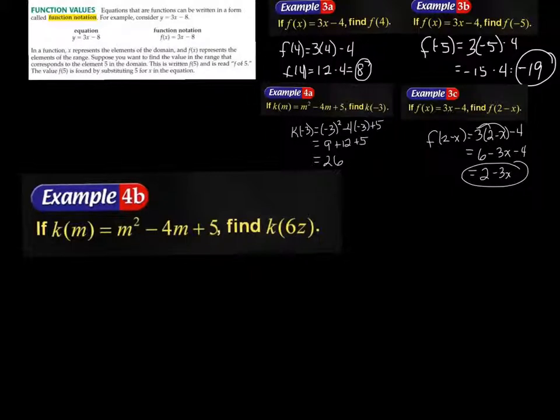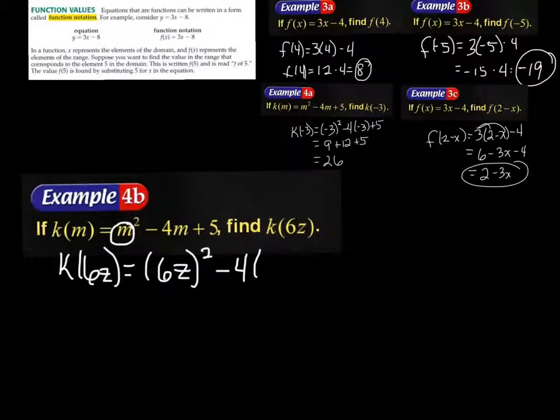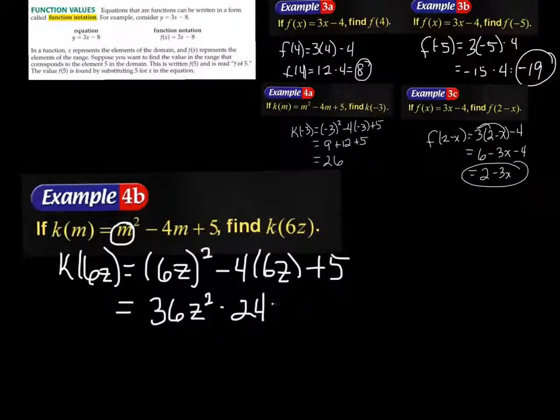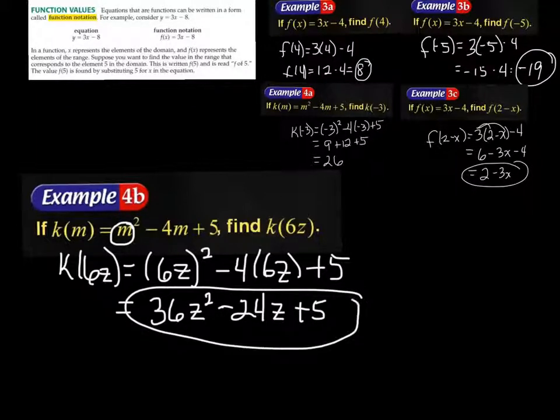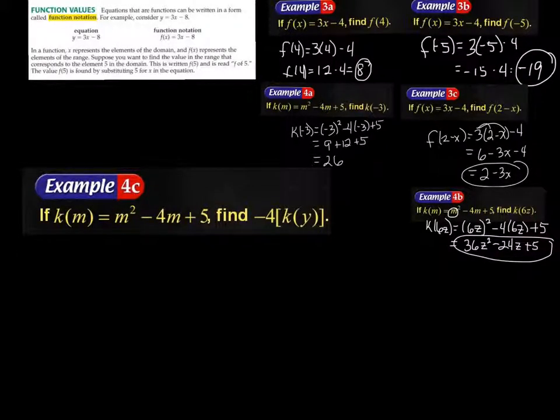Here we're going to evaluate another interesting one. So we're going to do k of 6z. So I replaced the m with 6z. So the m that's here I'm going to replace with 6z. I'm using parentheses because the whole value of m was squared, so I need the whole value of 6z to be squared. And I'm just using parentheses there because they look nice. So 6z times 6z is 36z squared, minus 24z plus 5. I have no like terms, so actually this is easier. I am done.